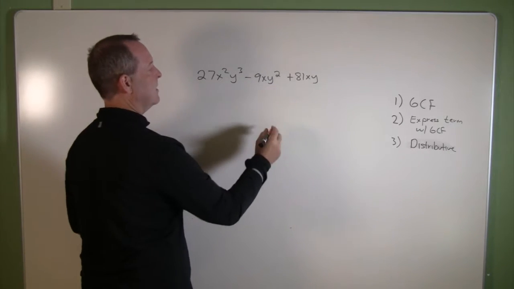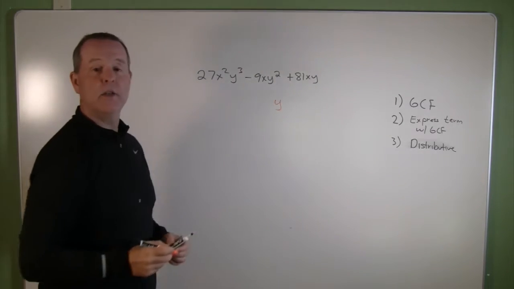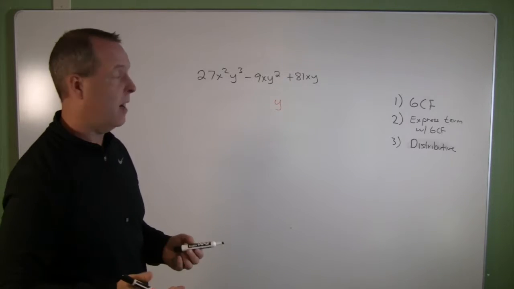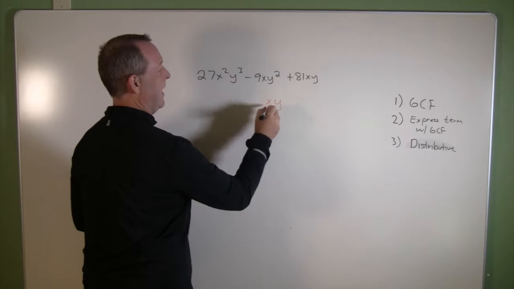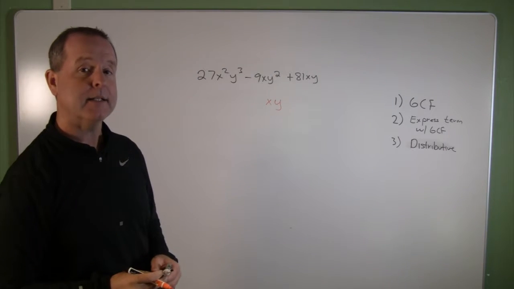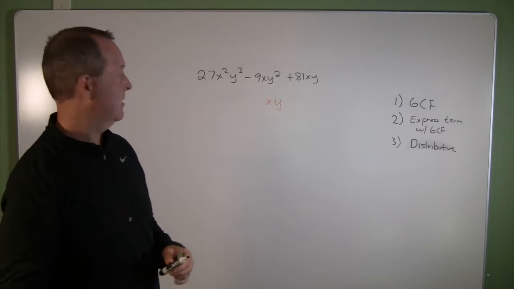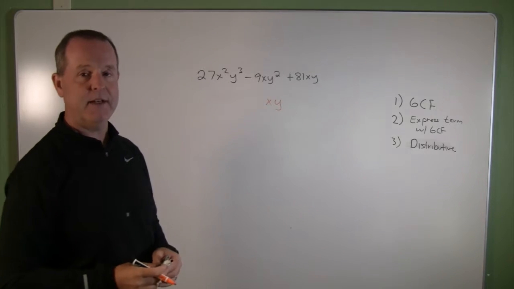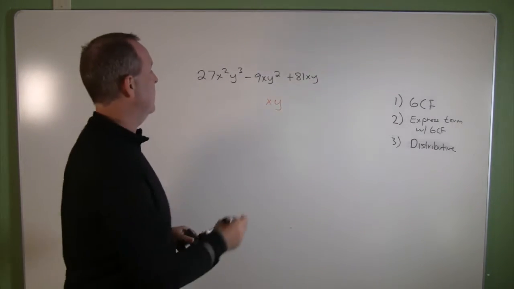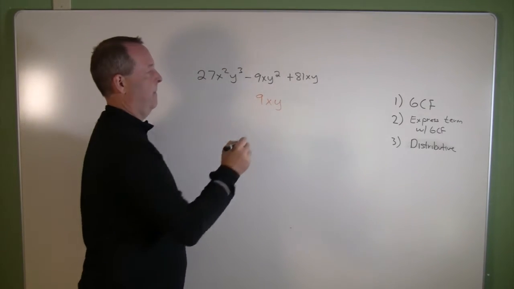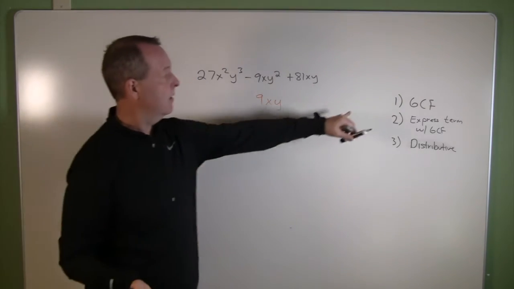If I look at my y's, y to the first is my greatest power that's common to all of them. Looking at the x's, looks like just a plain x as well. X to the first is my highest. And then the constants. What's common between 27, negative 9, and 81? My greatest common factor itself is a 9. There's my greatest common factor.